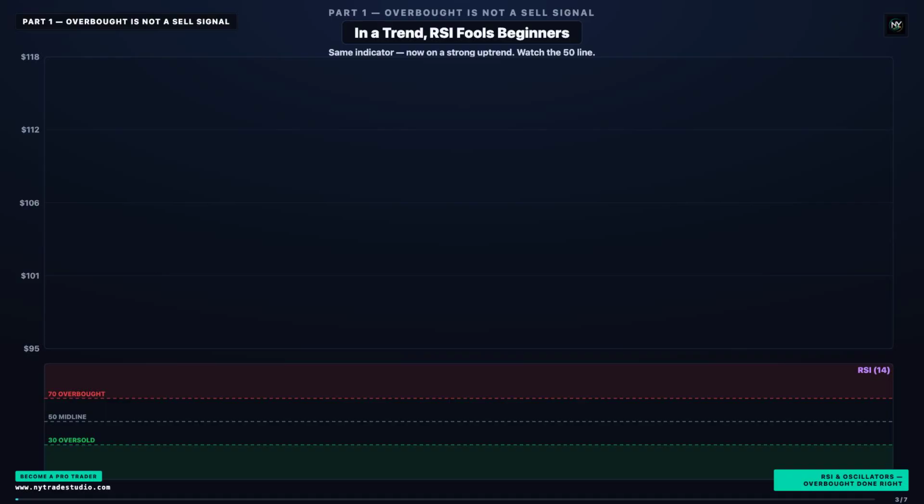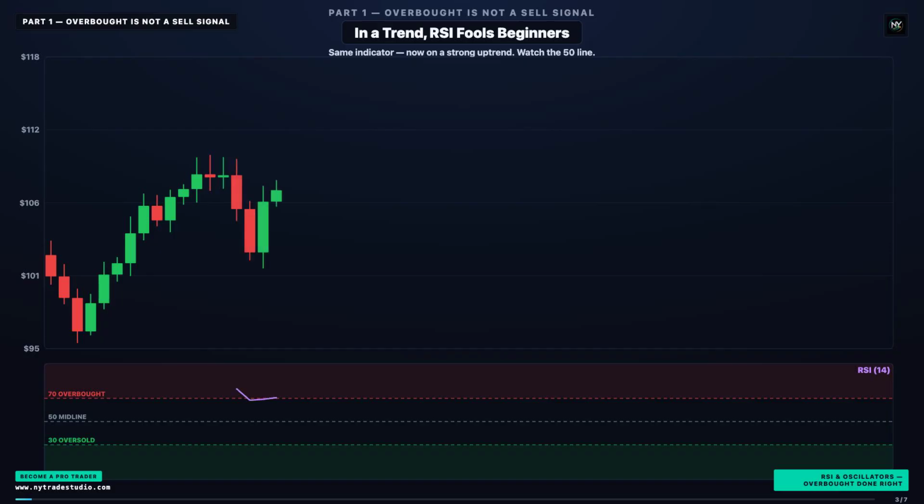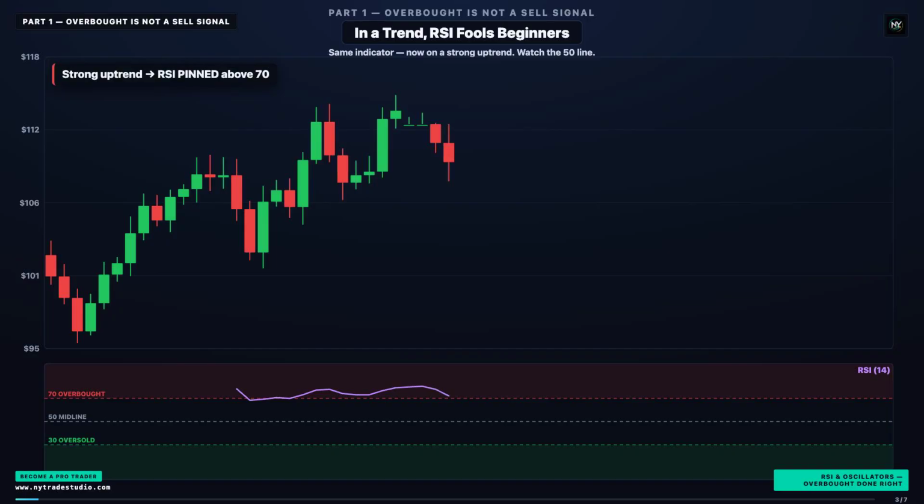Now watch the same indicator, but on a real trend. This stock is in a powerful uptrend, climbing day after day. Look at the RSI, it pushes above 70 almost immediately, and then it just stays there. It does not come back. It is pinned above 70 for 2 solid weeks, while price keeps marching higher.